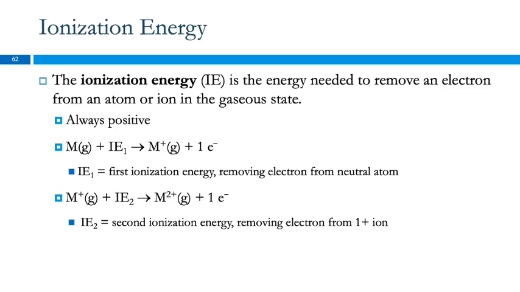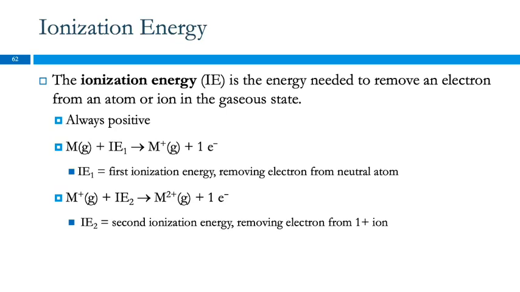So ionization energy. We kind of came across this in worksheet 8, where you had to calculate the wavelength of light needed to ionize a hydrogen atom. So ionization energy is the energy needed to remove an electron from an atom. Ionization energy is always positive. It always requires that you put energy into this to remove the electron.